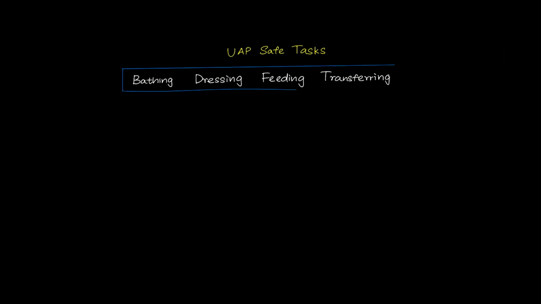The study guide puts 4 personal care tasks clearly inside the UAP's scope: bathing, dressing, feeding, and transferring. These are concrete, hands-on jobs that do not require clinical interpretation. A UAP can perform them safely on stable patients without crossing into licensed territory.